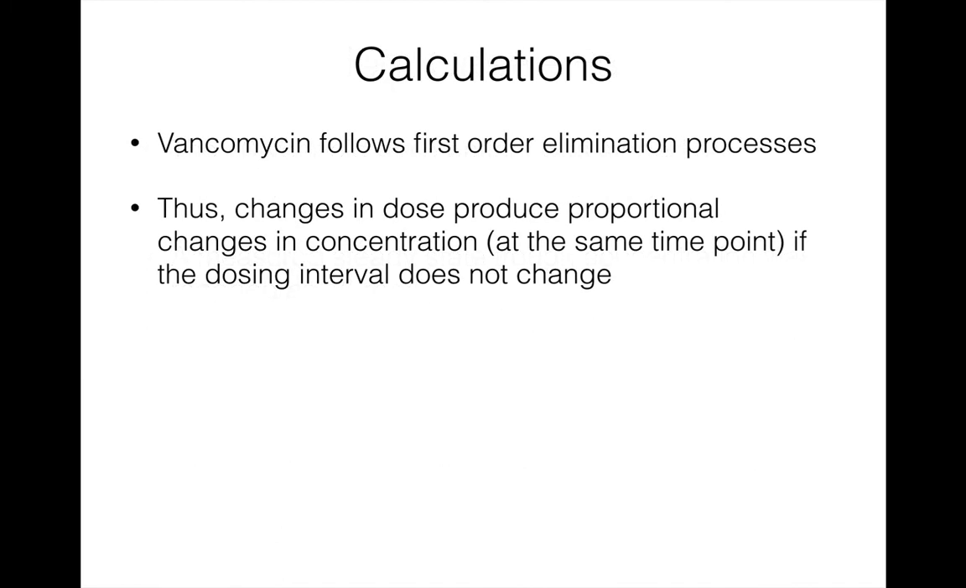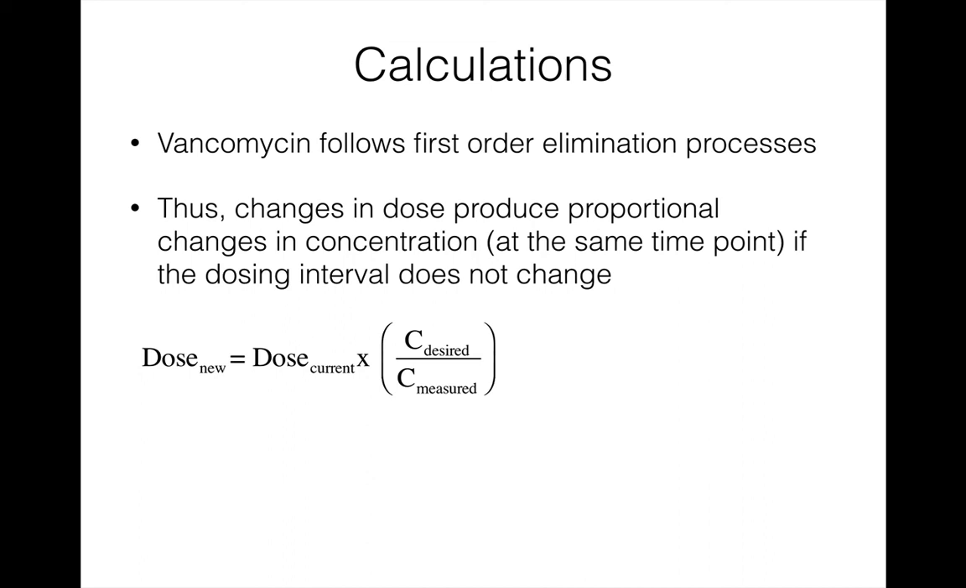In terms of the calculations, vancomycin follows first-order elimination processes. Thus, changes in dose produce proportional changes in concentration at the same time in the dosing interval. It's a critical factor if the dosing interval does not change. You can't use proportional dose change if you alter the interval, for example, from 12 hours to 24 hours.